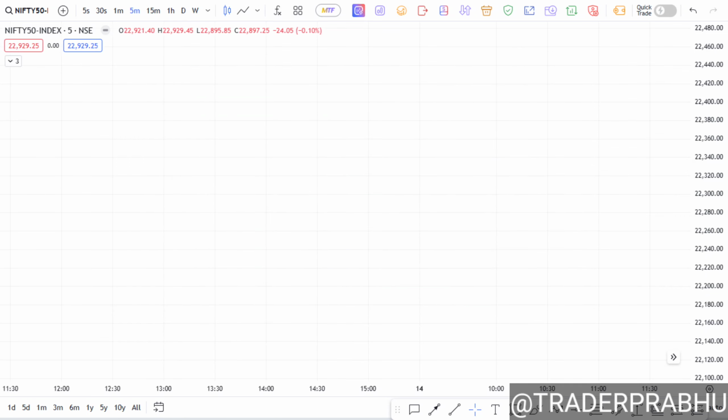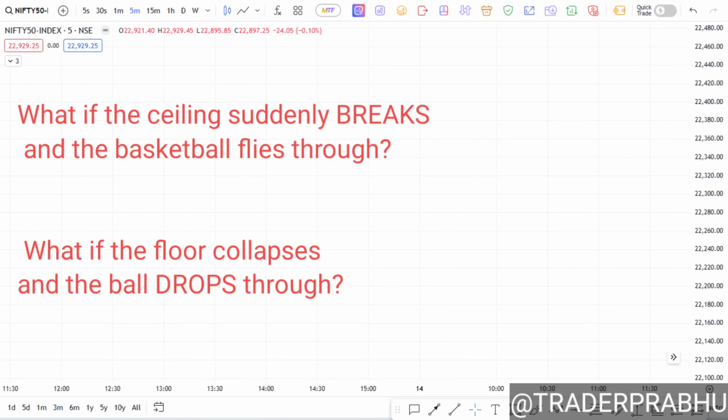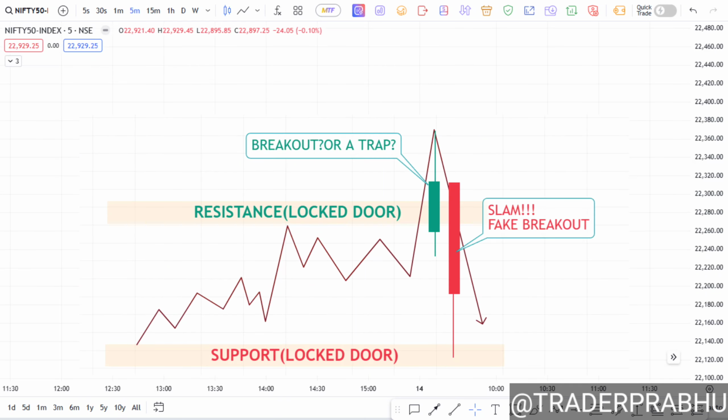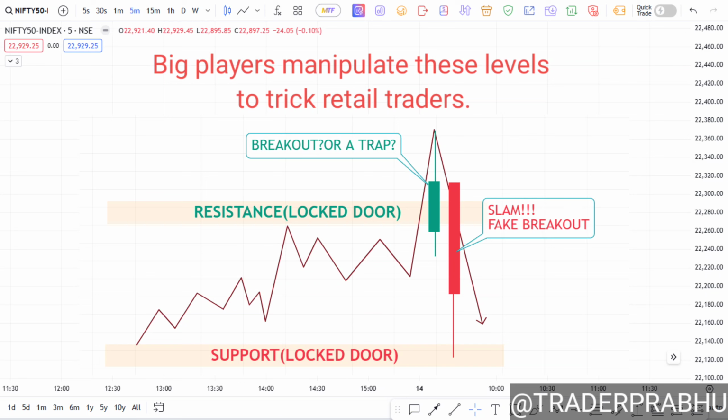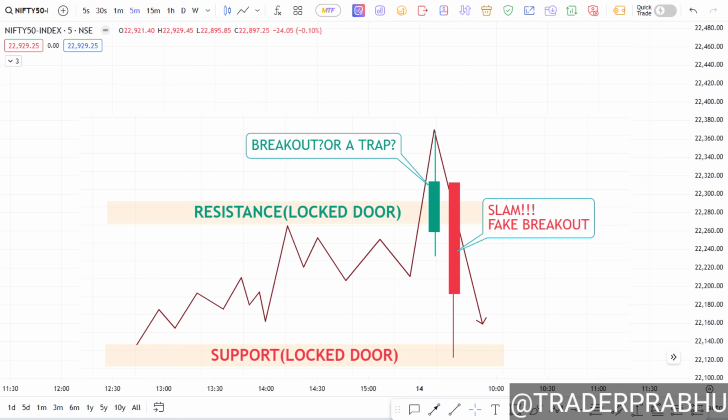But here is where it gets tricky. What if the ceiling suddenly breaks and the basketball flies through? What if the floor collapses and the ball drops through? That's where traders get trapped. Big players manipulate these levels to trick retail traders. And in the next section, I will show you exactly how to find the real ones, not the fake ones that lead to bad trades.